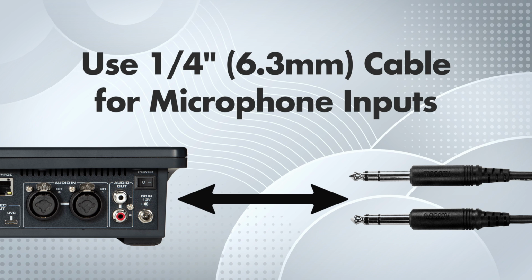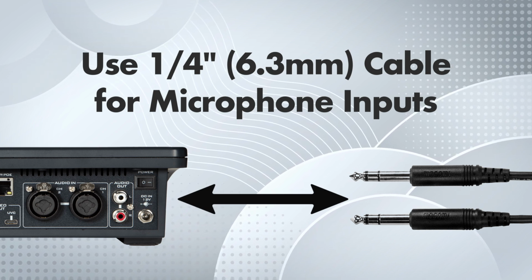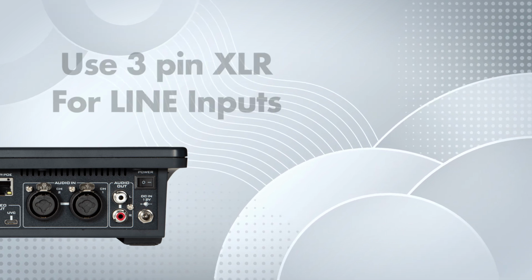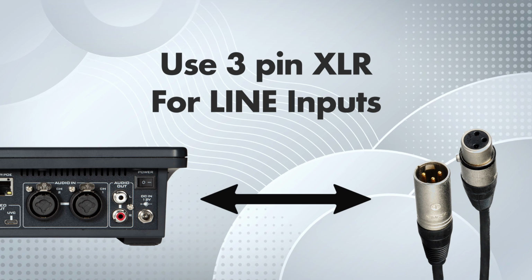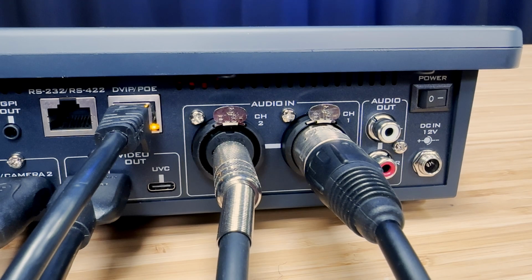The iCAST Mini will automatically detect whether a 1/4 inch or 6.3 millimeter cable is connected and add an additional 40 decibels of gain, automatically detecting it as a microphone input. When an XLR cable is connected, it will detect it as a line input and not add any gain. Now connect your audio sources to the iCAST Mini.